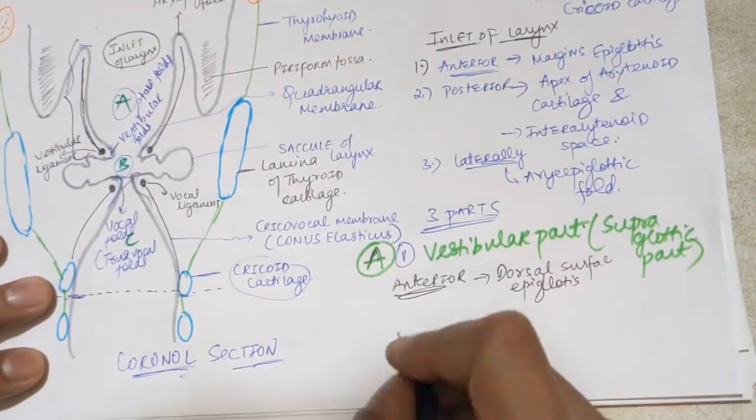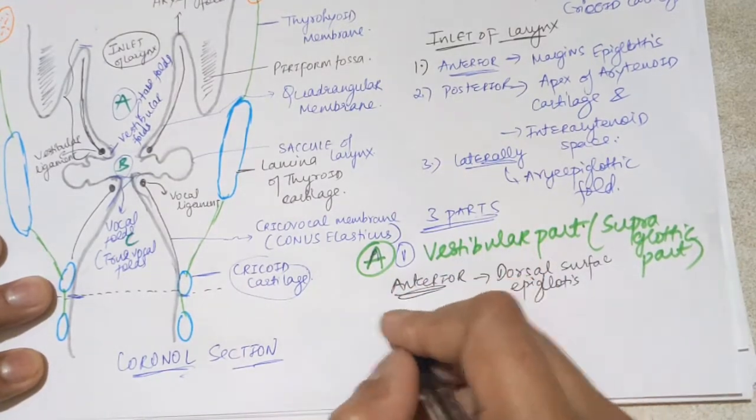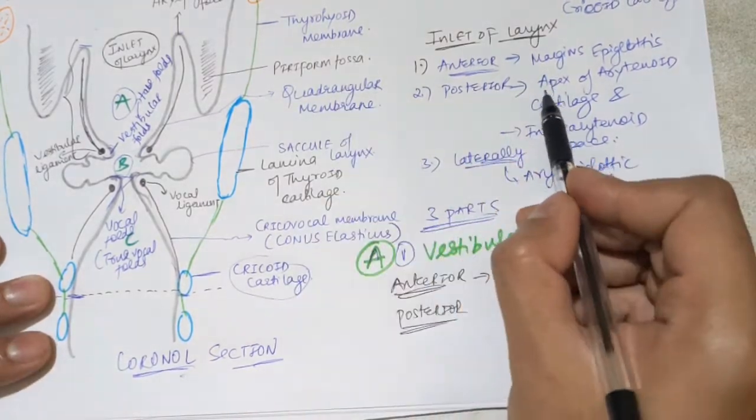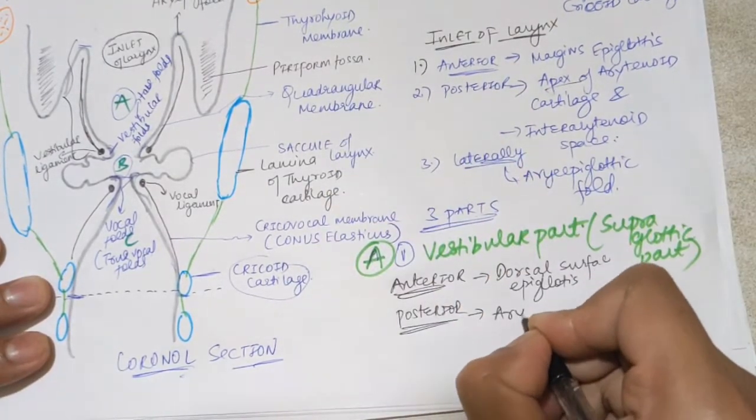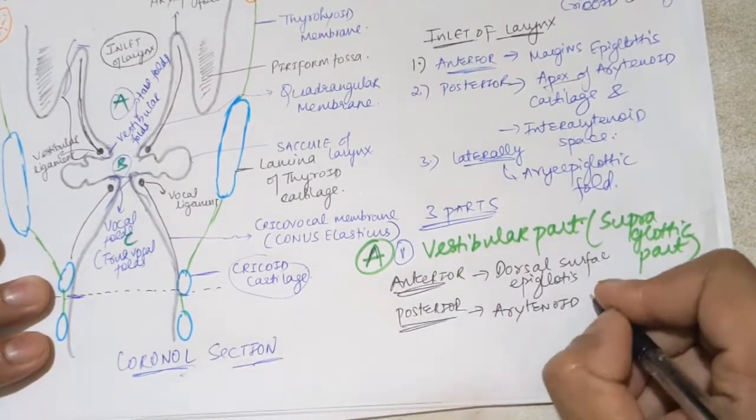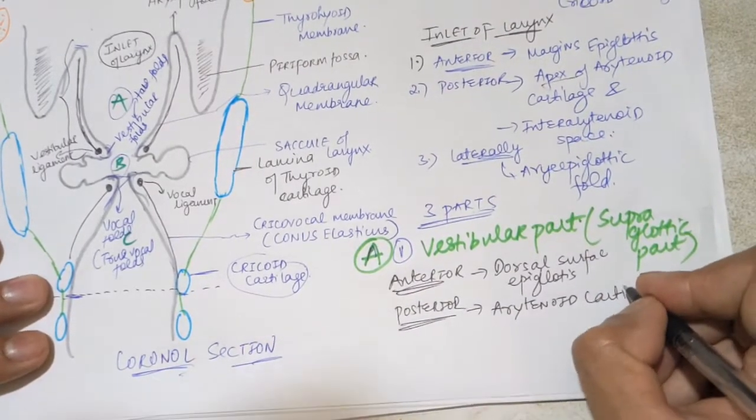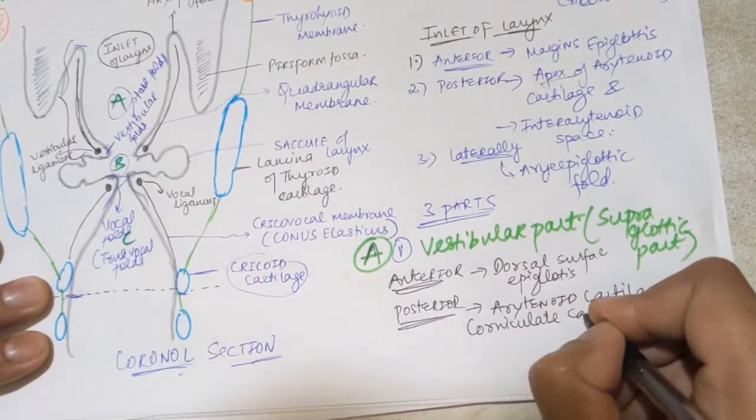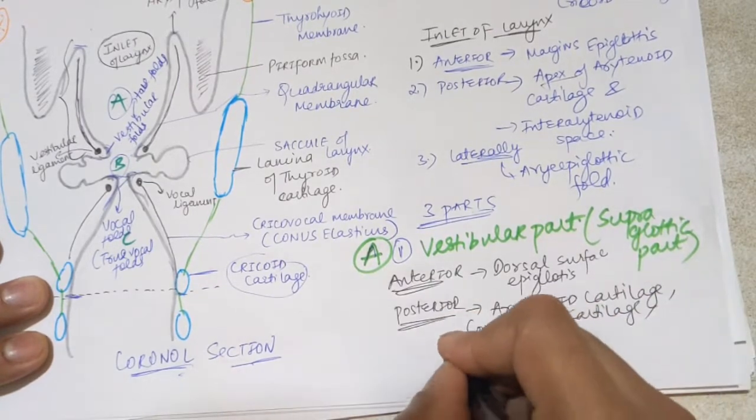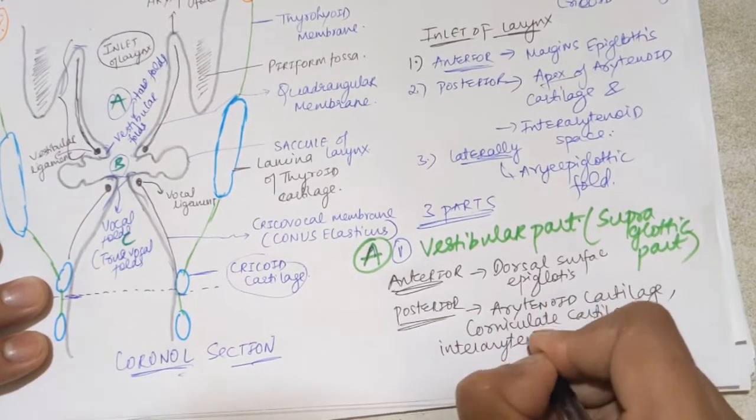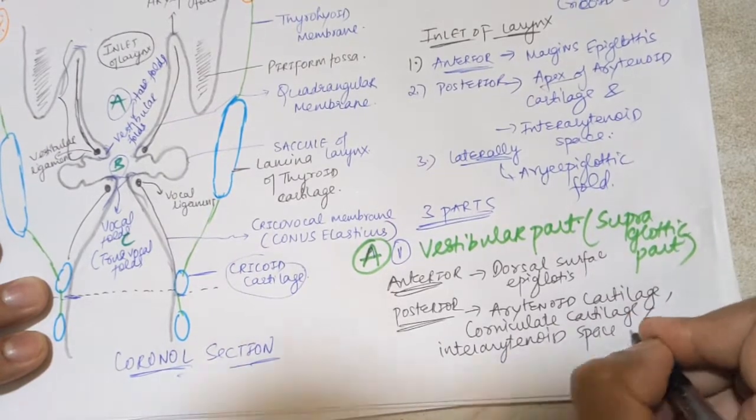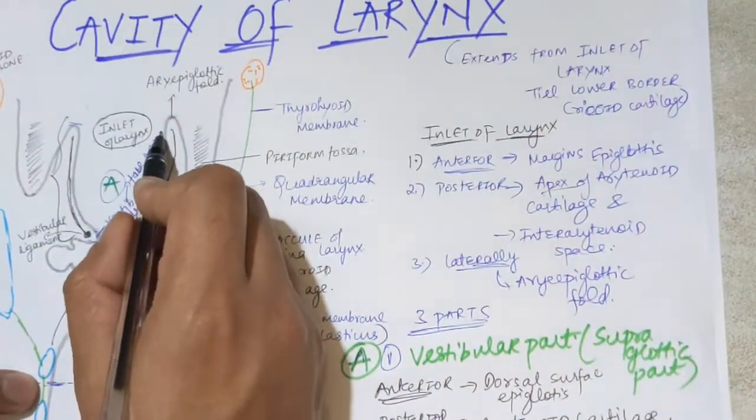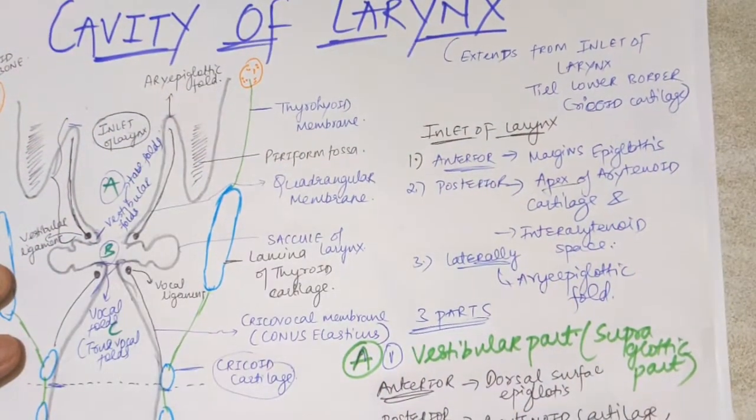So the dorsal or posterior surface of epiglottis, and now what will be present posteriorly? Here you can see at the inlet there was the apex, but here there will be the full arytenoid cartilage. Corniculate cartilage will be present, and the interarytenoid space between the two arytenoid cartilages will also be there, and the aryepiglottic fold will also be present, this one. So this is your aryepiglottic fold.